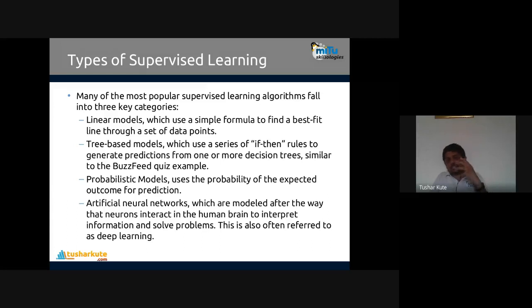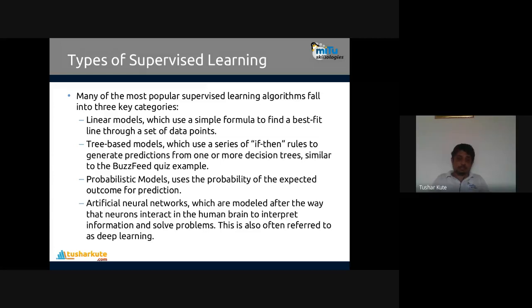So supervised learning is a predictive modeling itself. In that there are many different kinds of ways by which you can build the model. What sort of models are there? Four I have enlisted here. First, linear models. Second is tree-based models. Third is probabilistic models. Fourth is ANN, artificial neural network-based models. Out of these, linear and probability-based models are very commonly used in many machine learning algorithms.